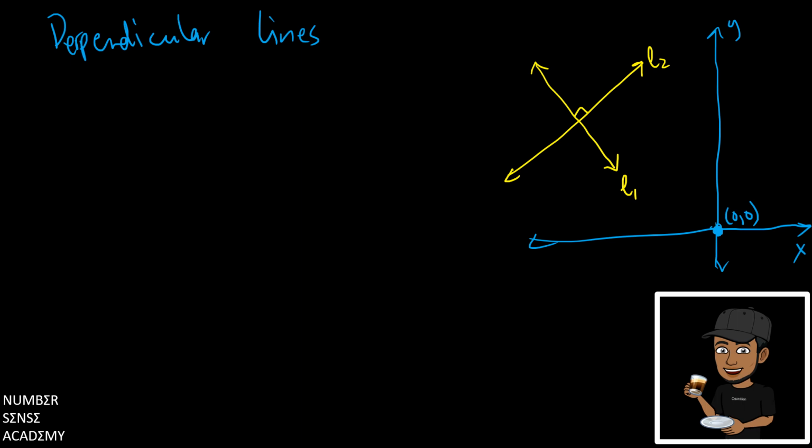Or what can we deduce? One, they intersect at a 90-degree angle. We know that, but their slopes, this is the key part, are negative reciprocals of each other.